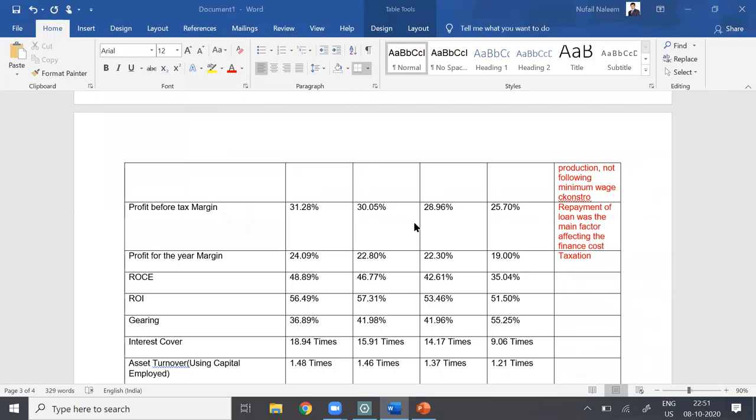That's correct, no? Because I feel right. Because see here, it is coming closer to us. Agree or not agree? Very close to us. 22.30, 22.80, 24.9, and here it's 19. But still, I can generally say they are a volume-based business. Agree or not agree? Yes or no?